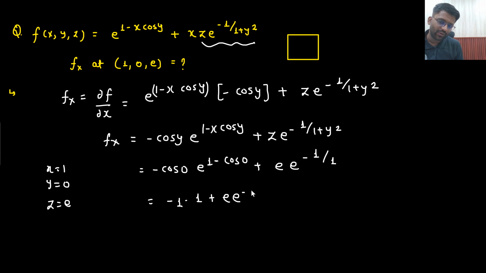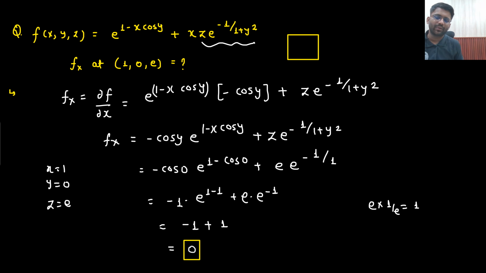Plus e into e to the power minus 1. So here let's write down one more step. Cos 0 is 1, plus e into e to the power minus 1. So this is e to the power 0, which is 1 only. So this is minus 1. e multiplied with 1/e, what would that be? That would be 1 only. So minus 1 plus 1. What is the answer? Again the answer is 0. Again it is testing your patience only.